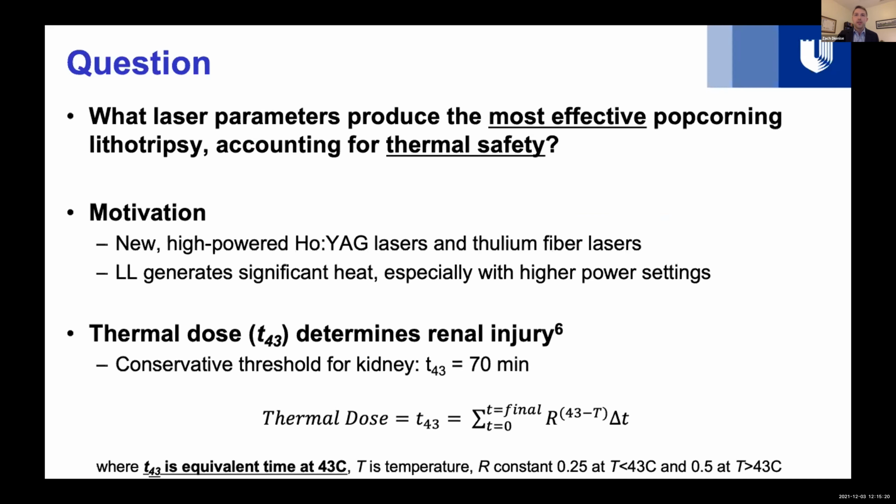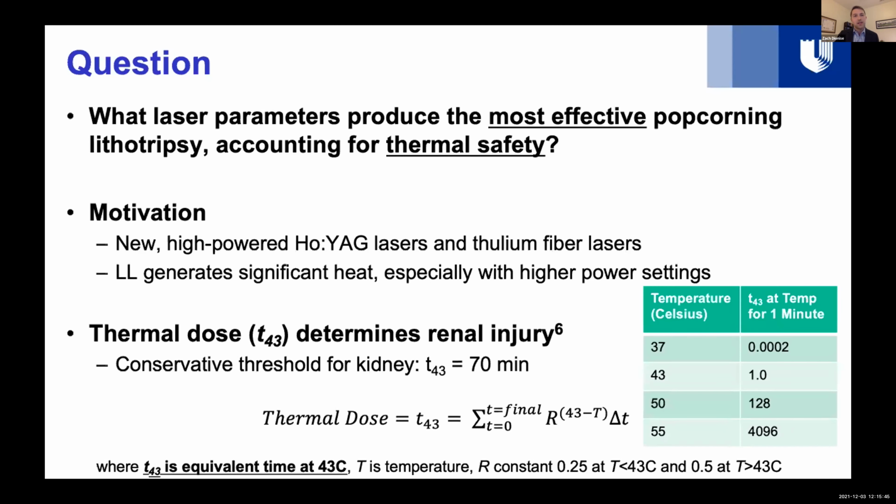It's well known that thermal dose determines renal injury, based on work by Sapareto and Dewey. Using this formula for thermal dose, which estimates equivalent time at a temperature of 43 degrees Celsius, called T43, prior research has estimated a very conservative threshold for irreversible kidney damage at a T43 of 70 minutes. Or in other words, irreversible damage occurs when tissue is exposed to a temperature of 43 degrees Celsius for 70 minutes. As shown by this table, thermal dose accumulates exponentially with temperature, increasing our care in not exceeding high temperatures.